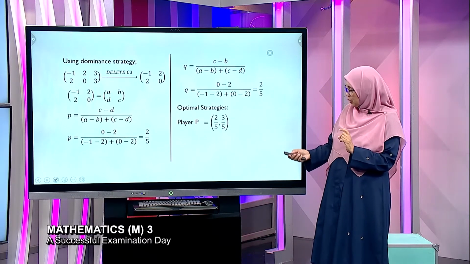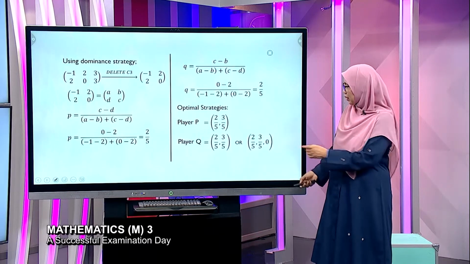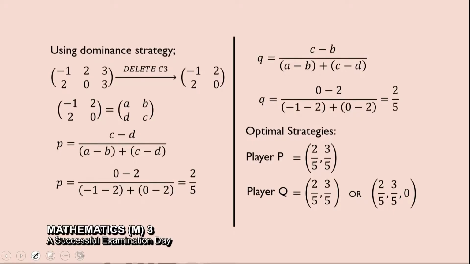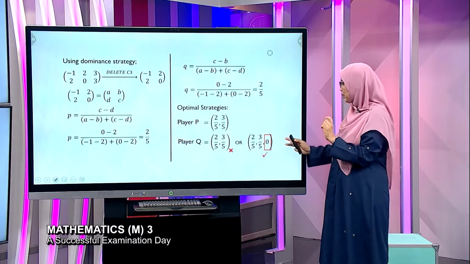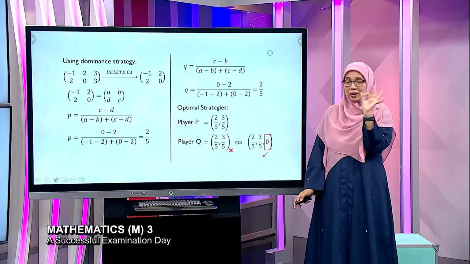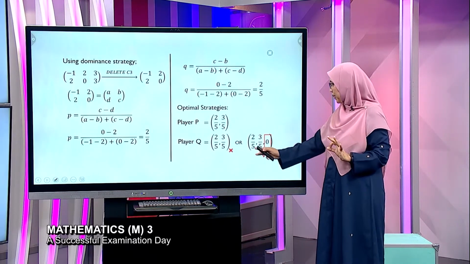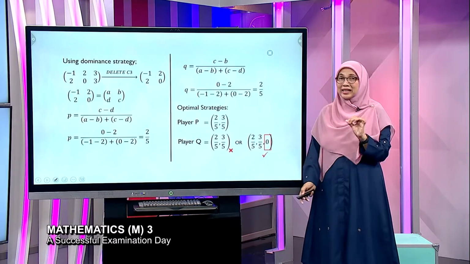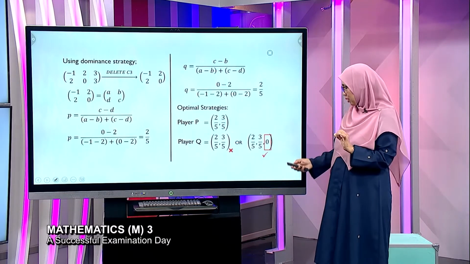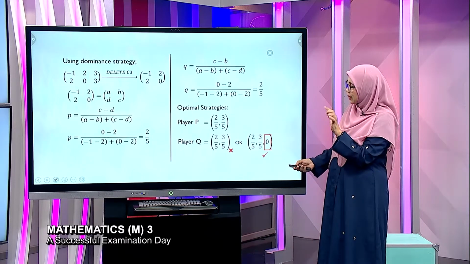Now, player Q. Which one is correct, this or this? Of course, the second one is correct because we deleted column 3. It means that Q will never play strategy 3. Play maksud tu choose lah. Dia takkan pilih strategi 3 because the probability is 0. So this is the best that he must choose: strategy 1 with a probability of 2/5 and strategy 2 with a probability of 3/5. This is using dominance and formula.